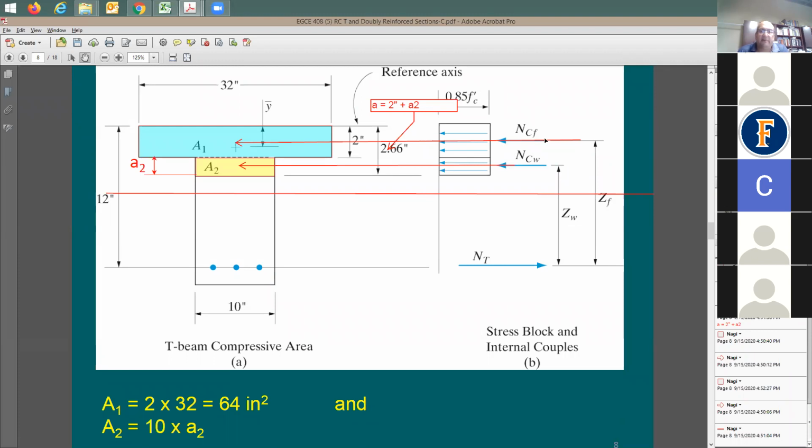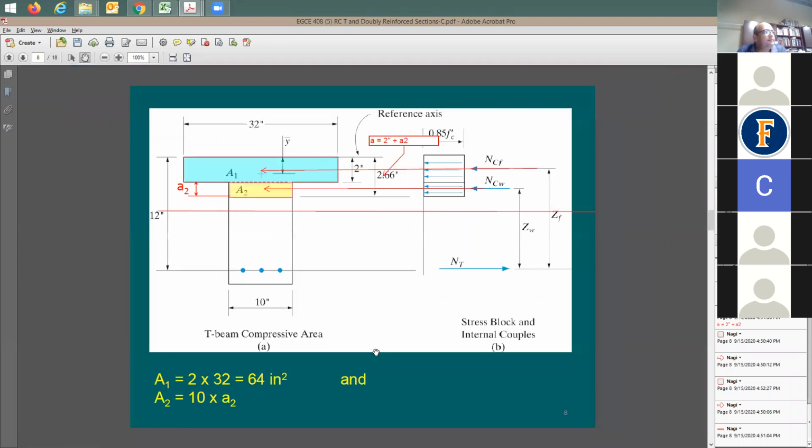NCF is simple. I'm going to say NCF is equal to A1, the 64, times 0.85 F prime C. So I have a numerical value for this. NCW equals what? 10 times A2 times 0.85 times F prime C. When you set tension equal to compression, you're going to have only one unknown, which is this A sub 2.